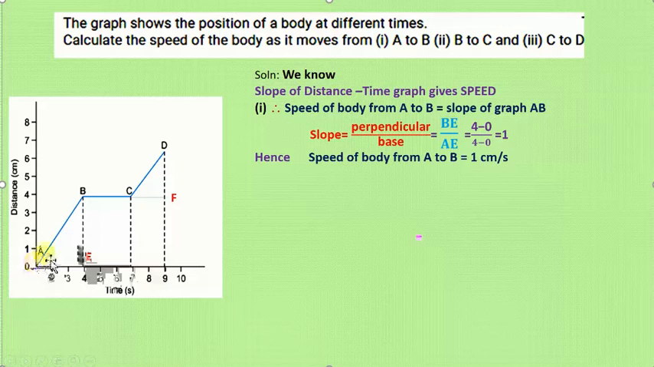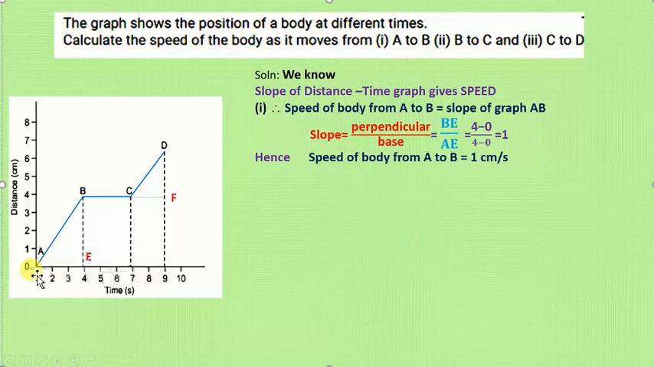Slope is perpendicular upon base, and by calculating the value of BE, that is 4 minus 0, B is at 4 and E is at 0. So BE will be 4 minus 0. Similarly, AE: E is at 4 and A is at 0. So AE will be 4 minus 0. Hence, speed of body from A to B is 1 centimeter per second.